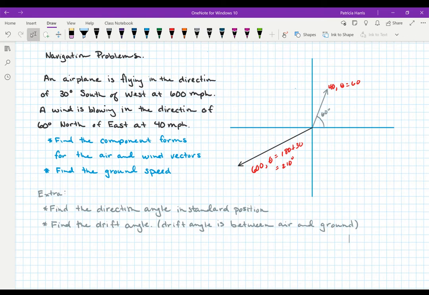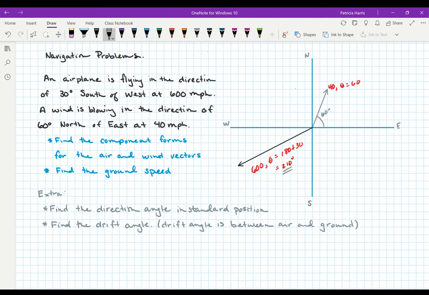Okay, so remember, this is north, this is east, this is south, and this is west. So it's very important that you have a picture. If I go north of east, I'm going to go up from east, that would be my 60-degree angle. And then 30 degrees south of west, we find west and go downward. It says 30 degrees, but if we're doing standard position, we actually need to say it's 210 degrees.